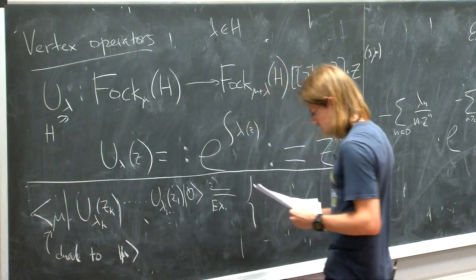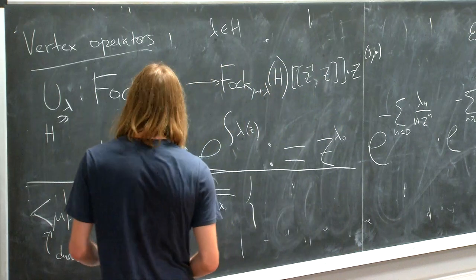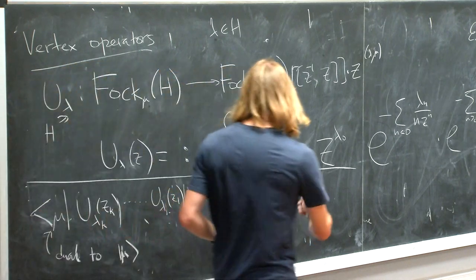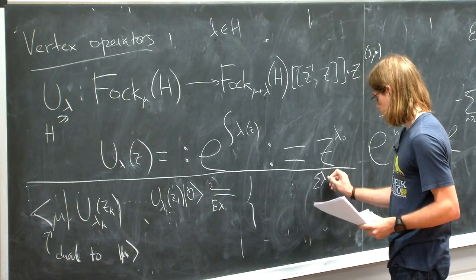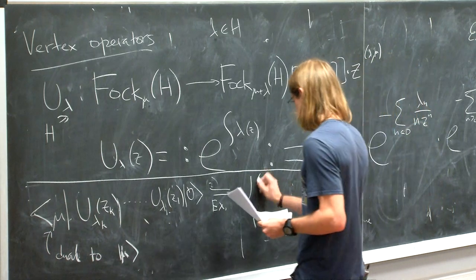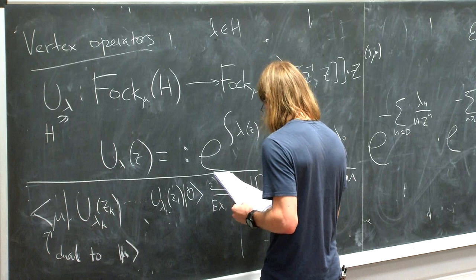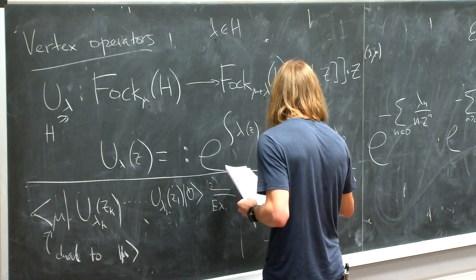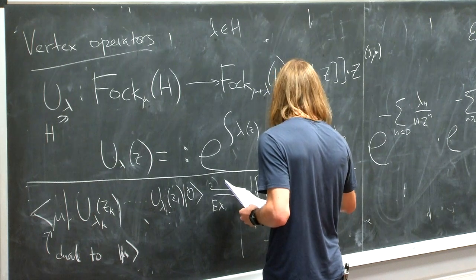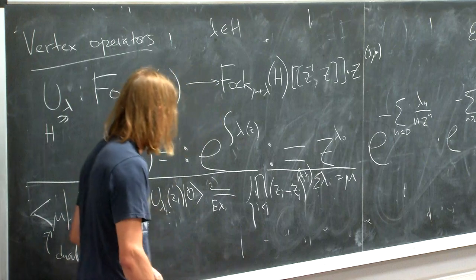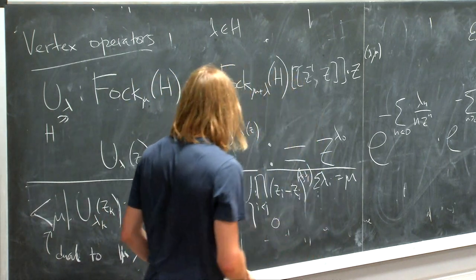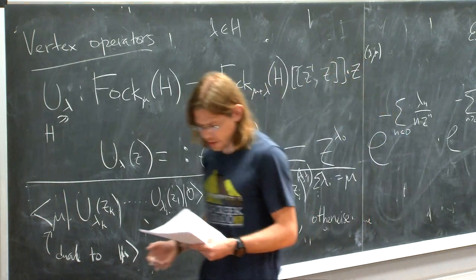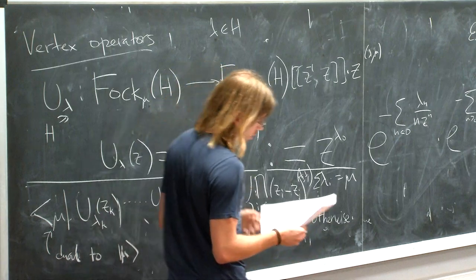Of course, it's only well defined when, because U lambda acts between different modules, the sum of the lambda i's is the same as mu. In this case, one can show that this is given by the following nice formula: the product over i less than j of (z_i minus z_j) to the power of the pairing of lambda i and lambda j. Here it uses the pairing in H. But I can define it just to be zero if this is not satisfied, by saying that modules with different labels are naturally orthogonal to each other.